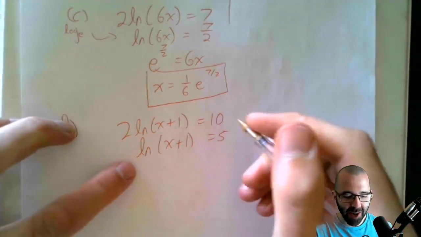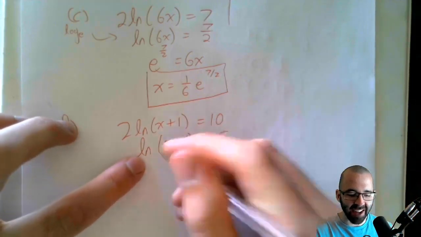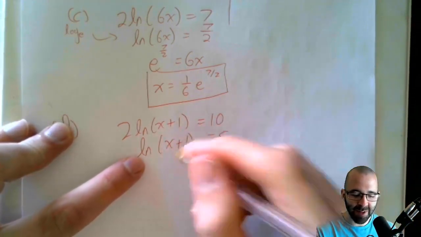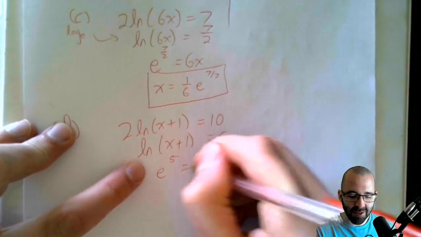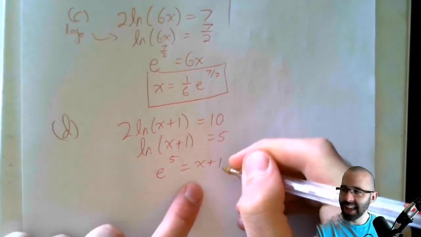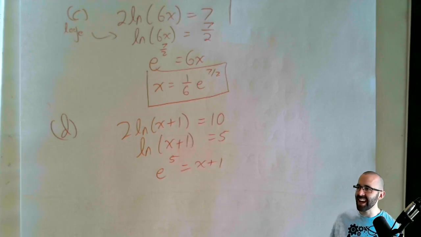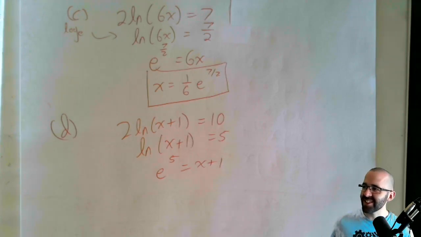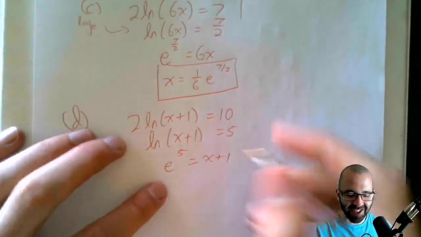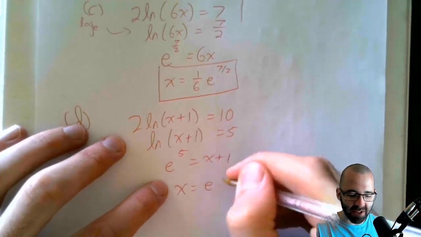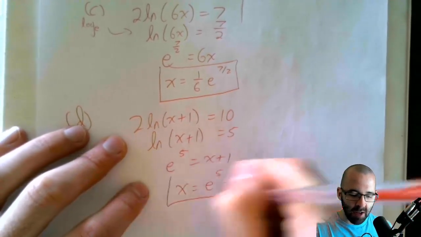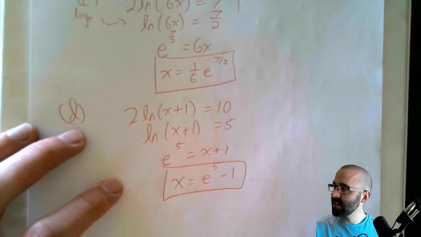E to the 5th. Oh my word, Lexi comes back from the dead. We transform this into an exponential equation. We get e to the 5th equals x plus 1. And then we just subtract 1 from both sides. Good, Gabby. Good, Gabe. Man, you guys are on top of this. I told you guys. So we just subtract 1 from both sides. E to the 5th minus 1 is our final answer.